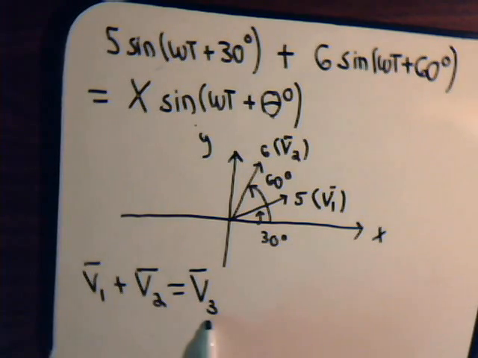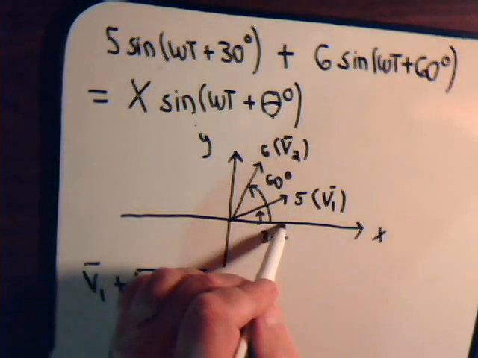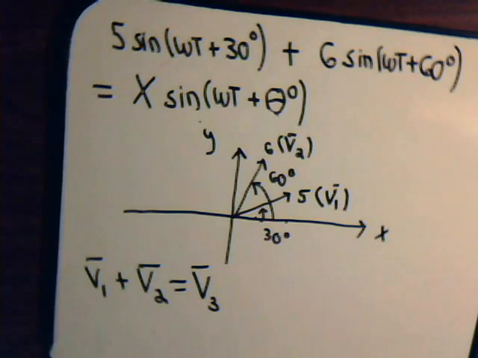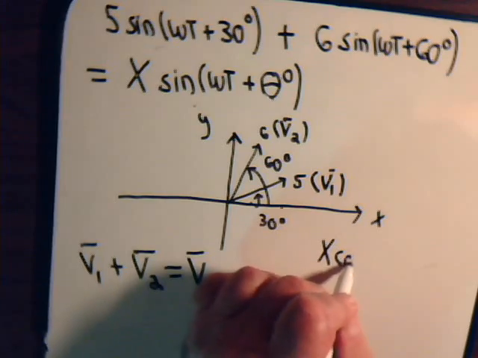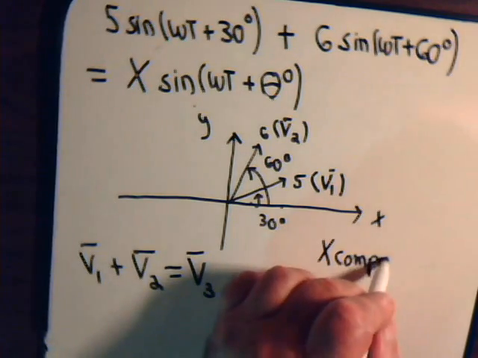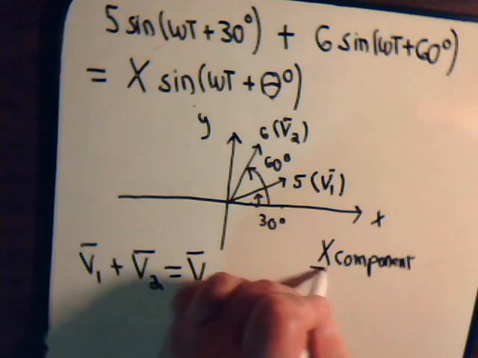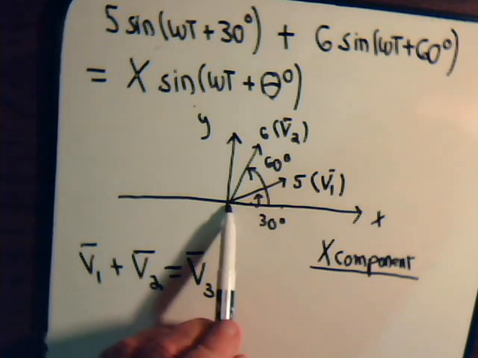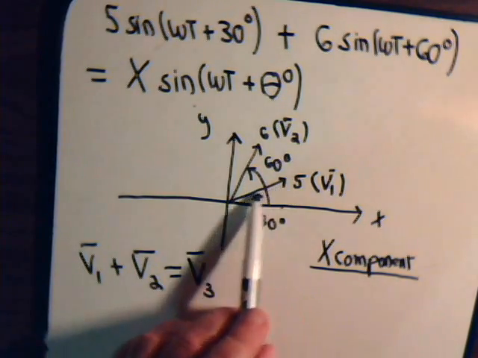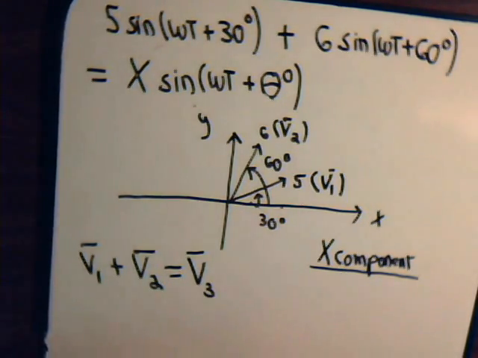And that will have an x component and a y component. The x component is real easy to find. It's the x component of V1 plus the x component of V2. So for the x component, that's 5 times the cosine of 30 degrees. This horizontal distance is the hypotenuse 5 times the cosine of the angle 30 degrees.